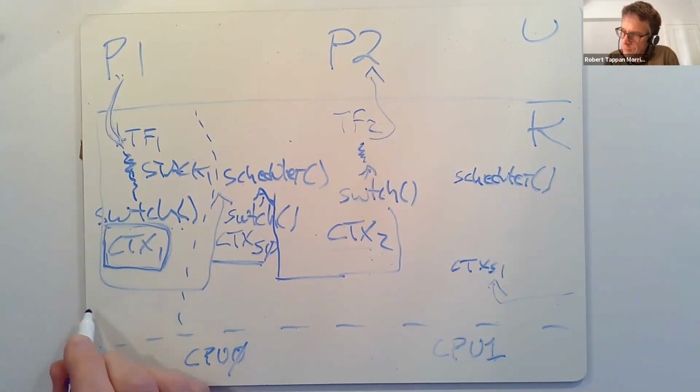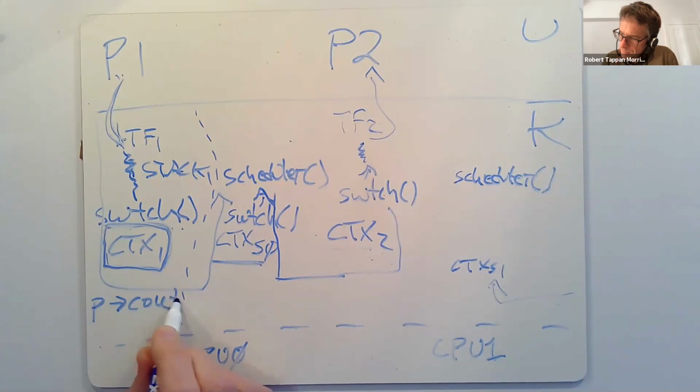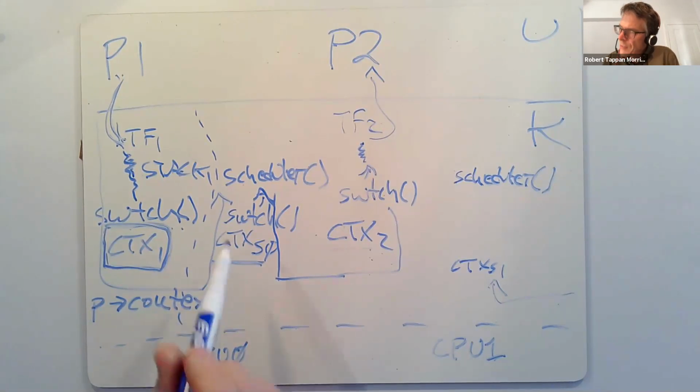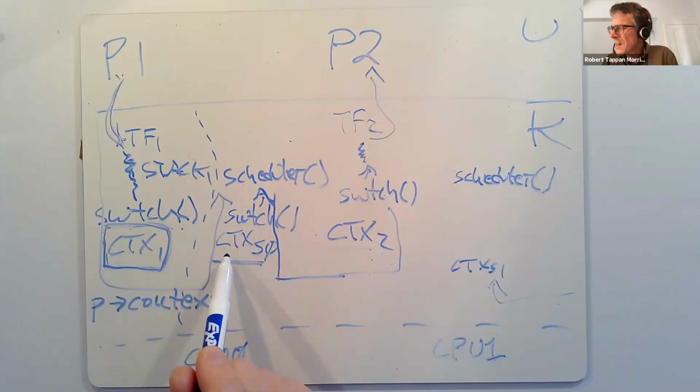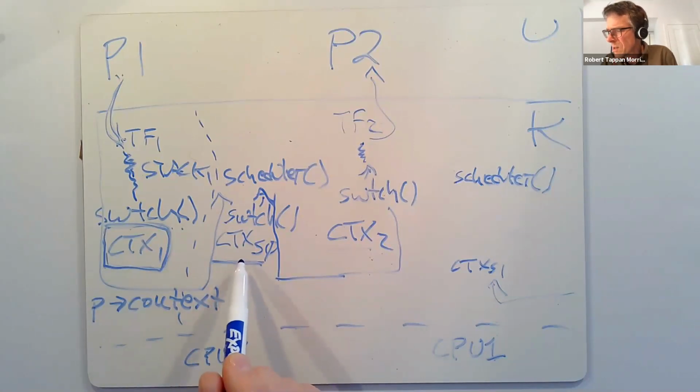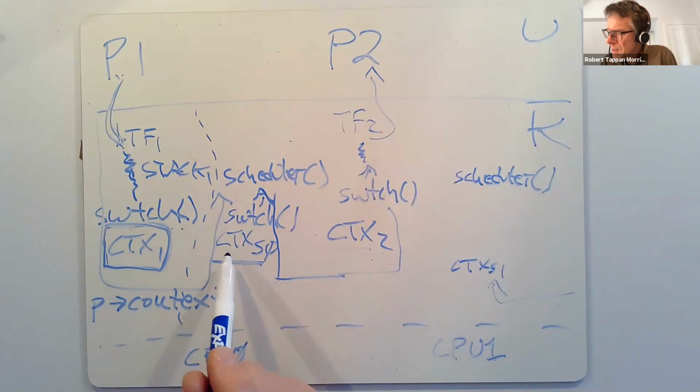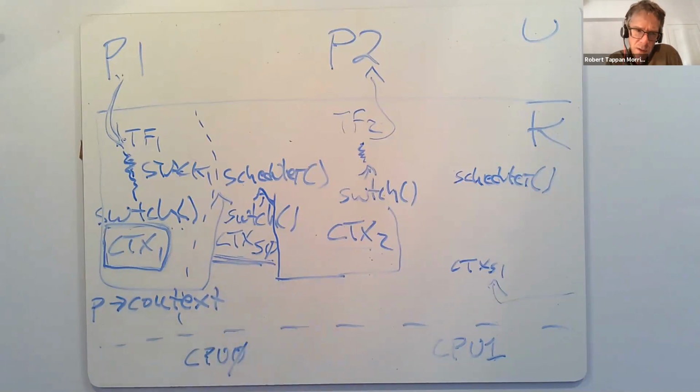It's p arrow context. And each scheduler thread has its own context, which is actually not in the process structure, since there's no process associated with the scheduler thread. The scheduler's context is stored in the struct cpu for that core. There's an array of these cpu structs, one per core, and each one has a context.